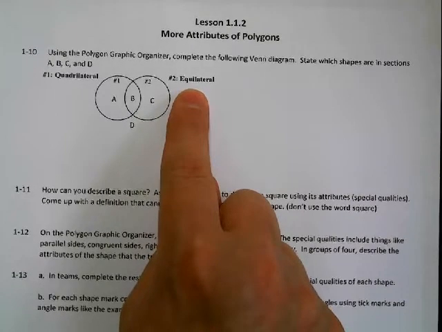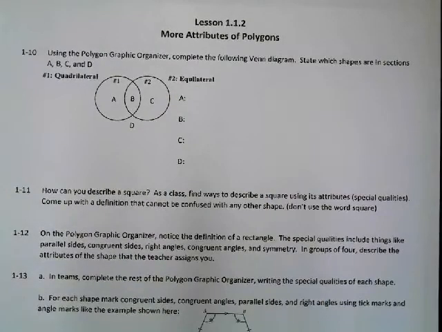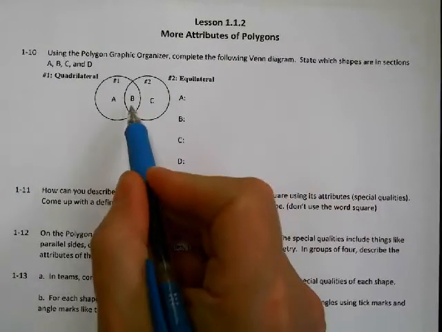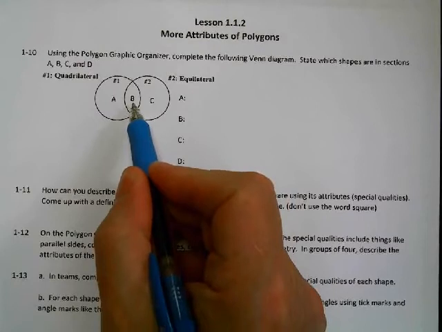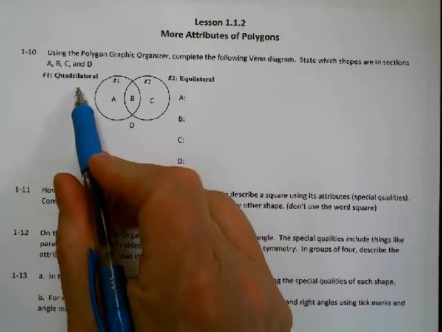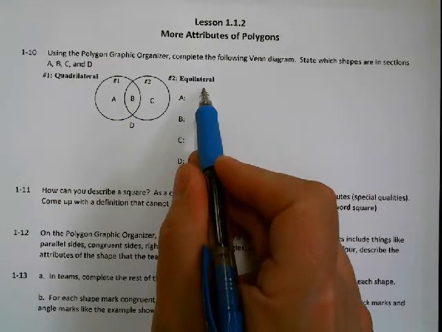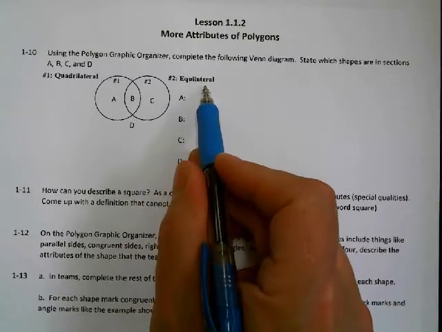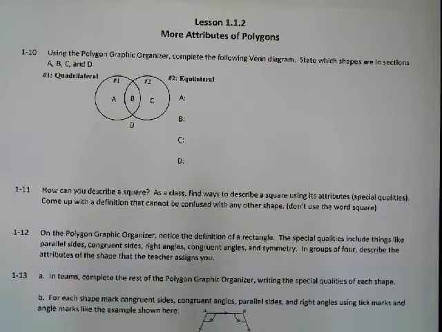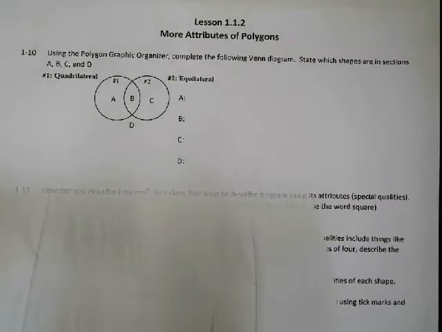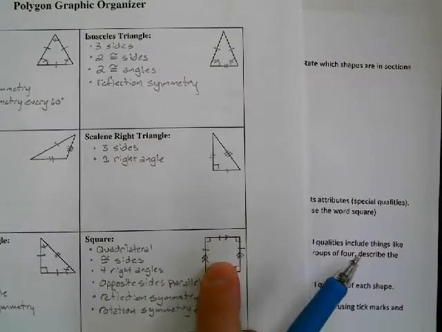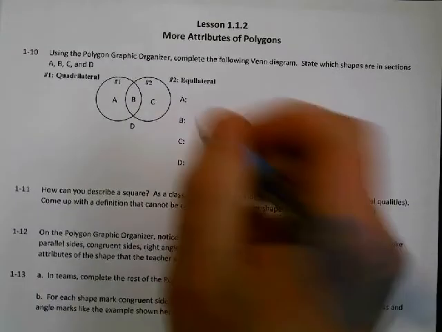Okay, so sometimes it's easier to find which ones do both. So which one is a quadrilateral and equilateral? Equilateral meaning that all the sides are congruent. So quadrilateral, we're looking for 4 sides, and all the sides are congruent. Hopefully you've thought of square. Square is both. So square we would put in the B.